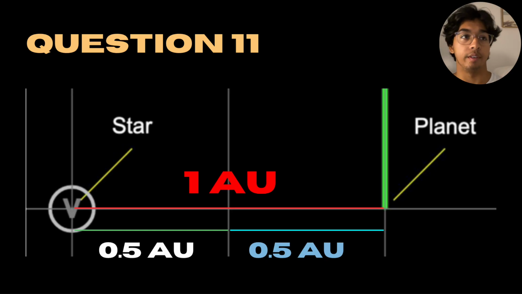If you can see in this image over here, between the two grid lines, given that the star is the Sun and the planet is the Earth, it's 1 AU long. Therefore, each grid line would be 0.5 AU.